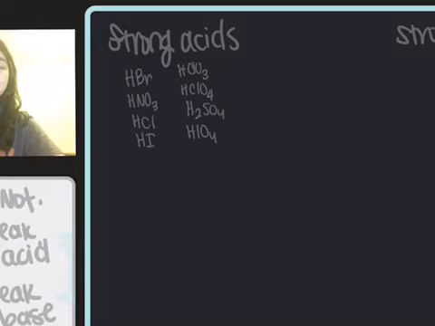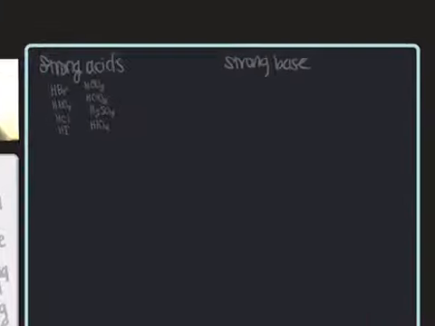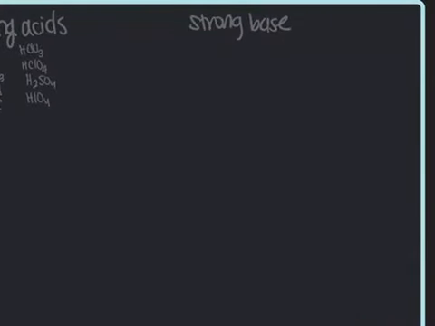Now, strong bases are really easy if you know your spectators. So when it comes to strong bases, we can categorize these as well. We have LiOH, so lithium hydroxide, sodium hydroxide, potassium hydroxide, calcium hydroxide. Notice this is because calcium has a +2 charge, strontium hydroxide, and barium hydroxide.